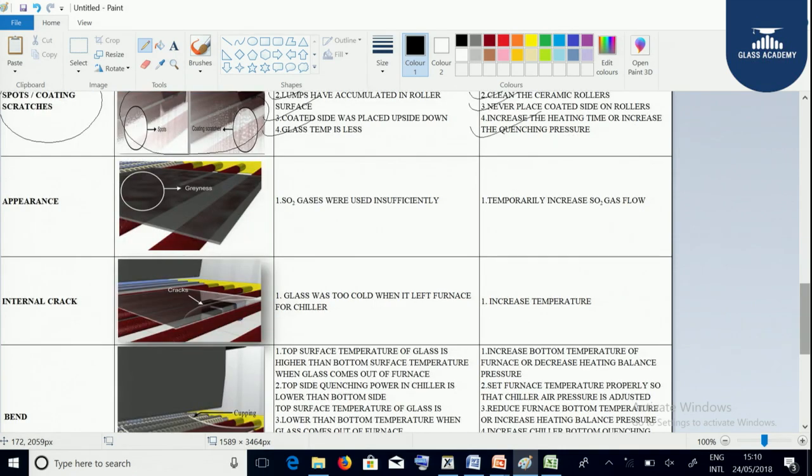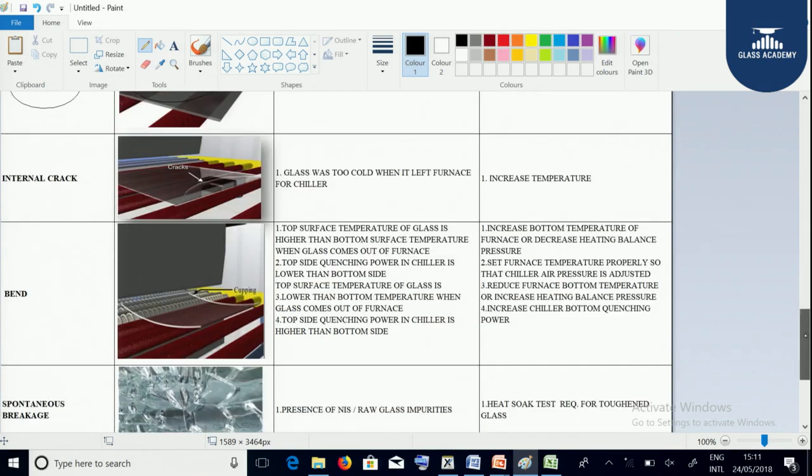Next, you can see sometimes there will be an appearance issue with respect to tempered glass. You can see the grayness on the glass surface. The reason being sulfur dioxide gas was used insufficiently. We can overcome this issue by temporarily increasing the sulfur dioxide gas flow.